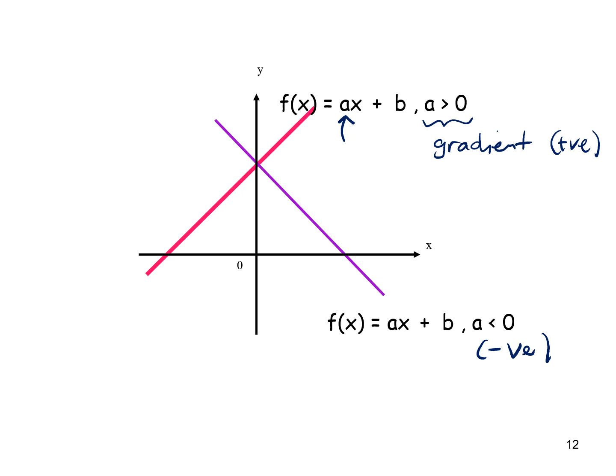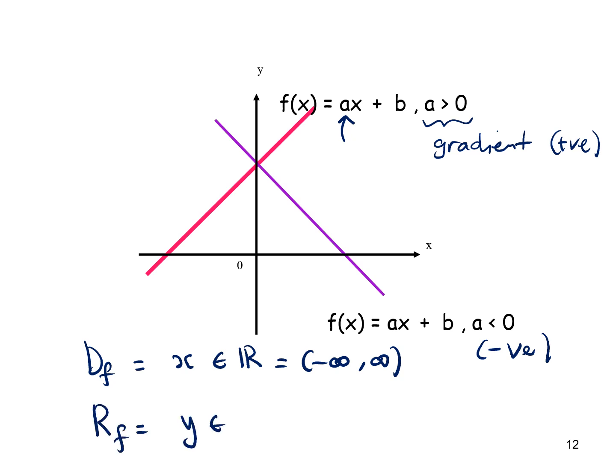And then for the domain and range of the linear function, both are real numbers. So for the domain of a linear function, all x are real numbers, or we can write negative infinity, infinity. And the range of f, y, is also an element of R, which is negative infinity, infinity.